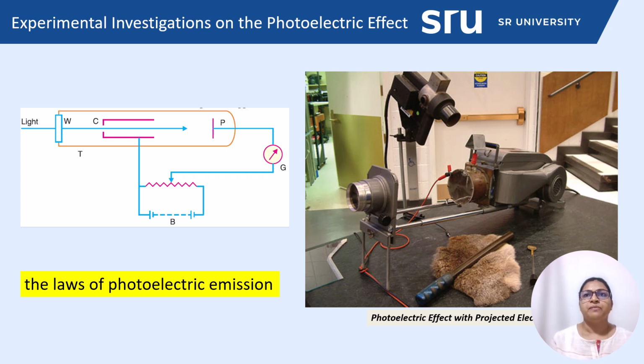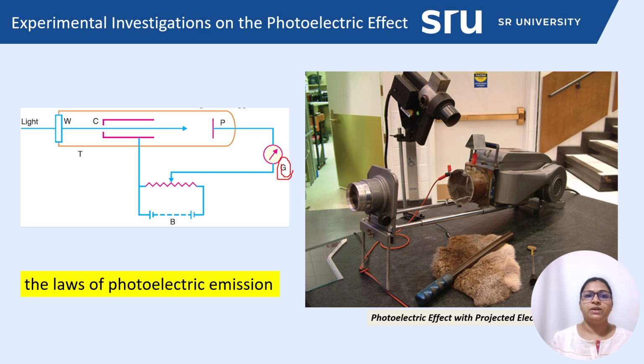So basically the deflection which we get in the galvanometer G decreases when the potential of C is negative with respect to plate P. This deflection in G decreases when the potential is negative with respect to P.